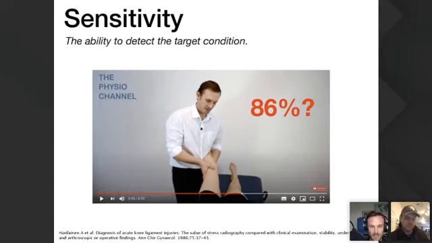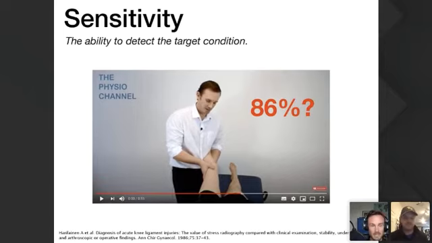I won't ask you to guess which one that is. It should be quite obvious. It's stress testing the inside of the knee, the medial collateral ligament. And the sensitivity of this test, I don't know what it is, but one study from 1986 suggested that it was 86%. So what does that actually mean?